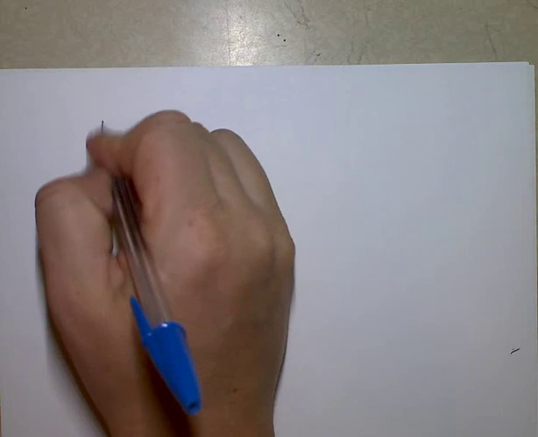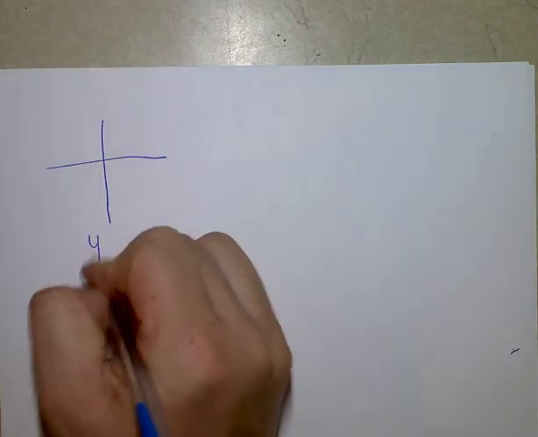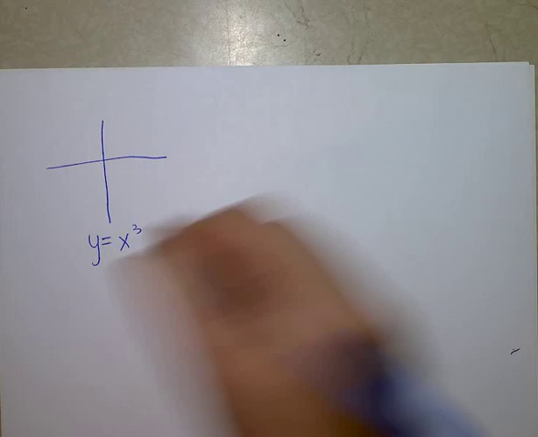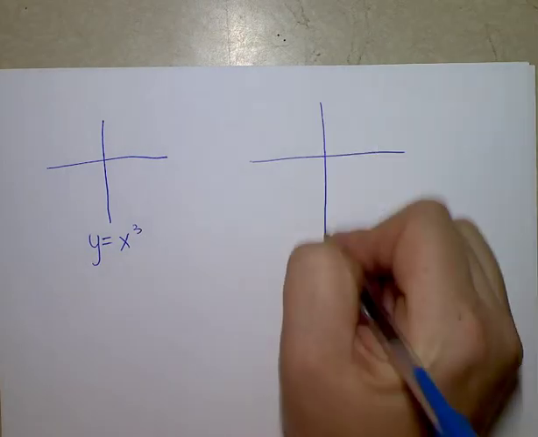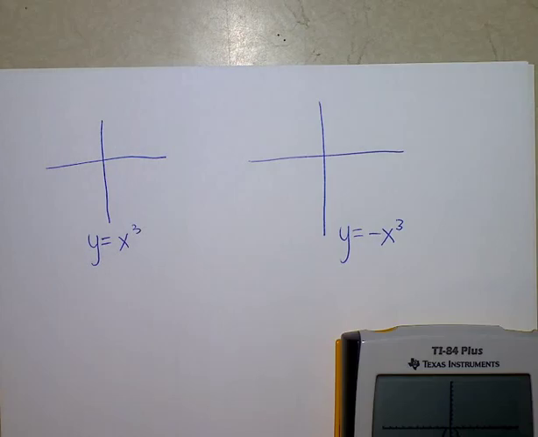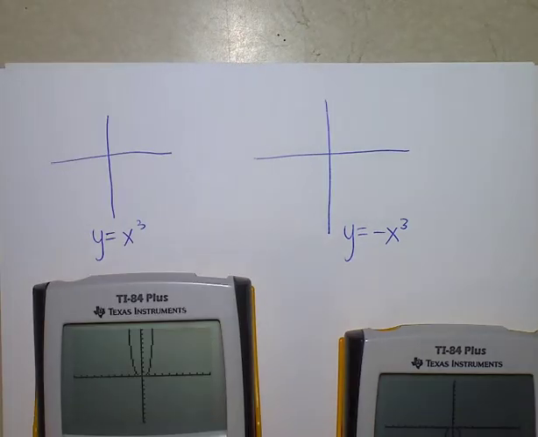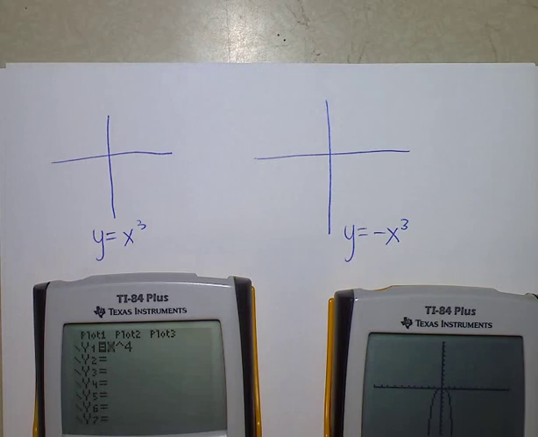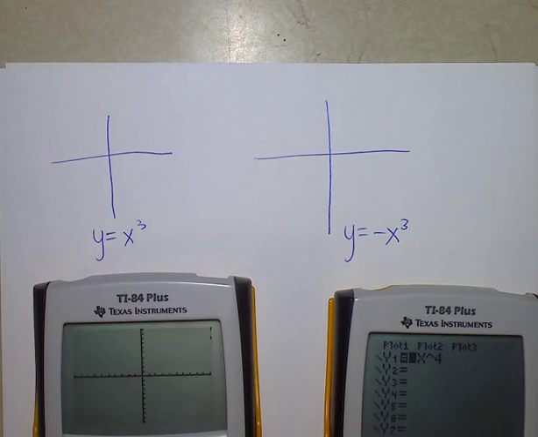Okay, we're now going to talk about odd degrees. Let's start with y equals x to the third. Y equals negative x to the third. Decide which partner is going to do the positive leading coefficient, which one's going to do the negative. Go ahead. Okay, you have 15 seconds to get them done. Go, go, go.